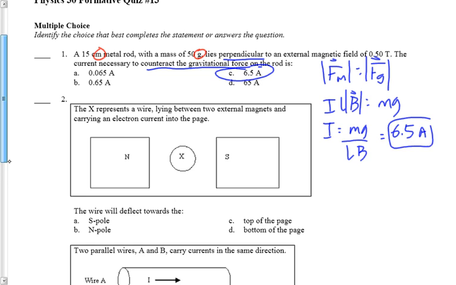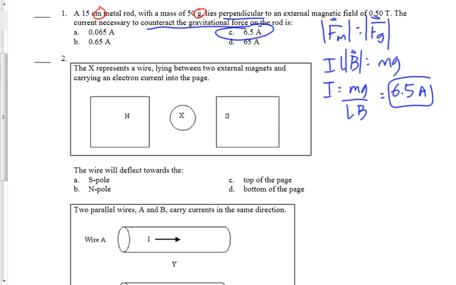Question number 2. The X represents a wire lying between two external magnets carrying an electron current into the page. It's an electron current, and you know what? 99% of the time when you're dealing with a wire, it will be an electron current. You guys saw once in your little mini assignment that you handed in today, conventional current. It is possible that you'll see that again, but most times it's electron current.